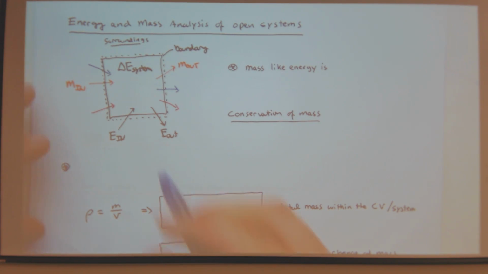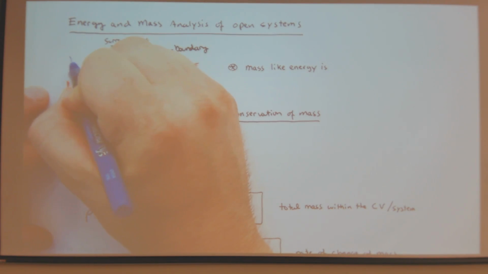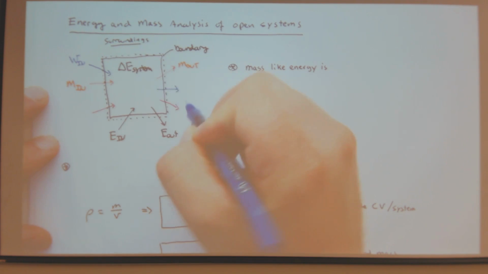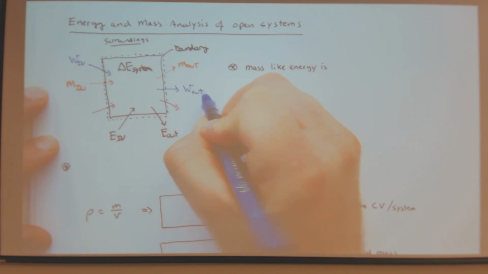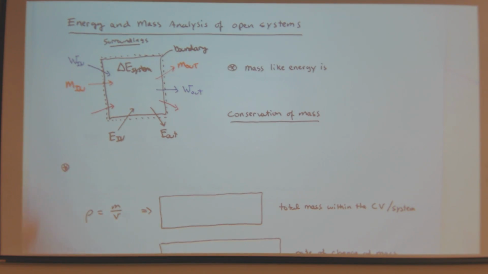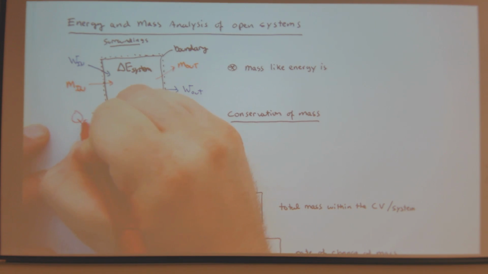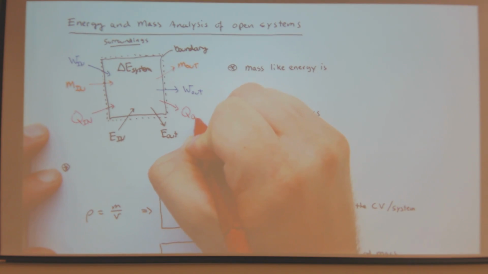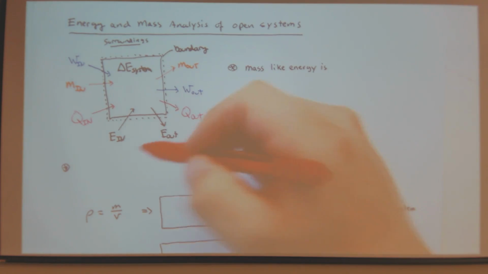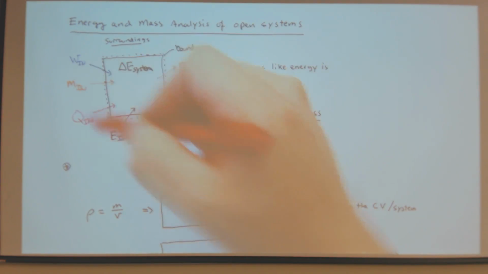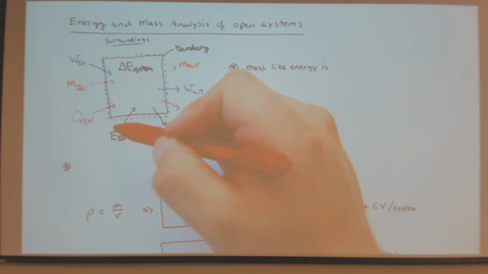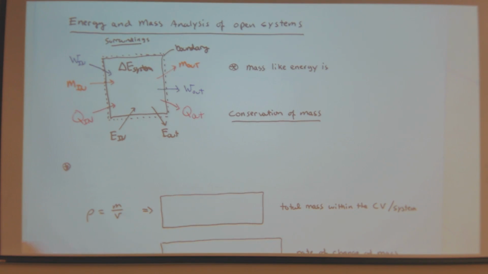Or I could say some work in or work out. Or I could say some heat in and heat out. And of course I could put this in rate form by taking the time derivative of everything coming in and out, or just put dots above all the symbols.